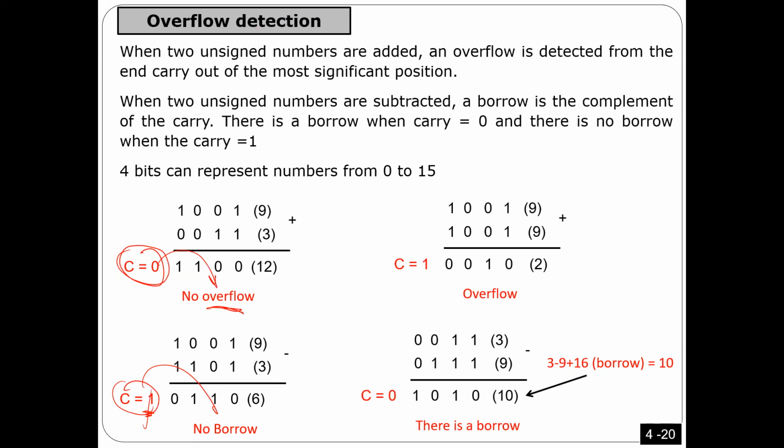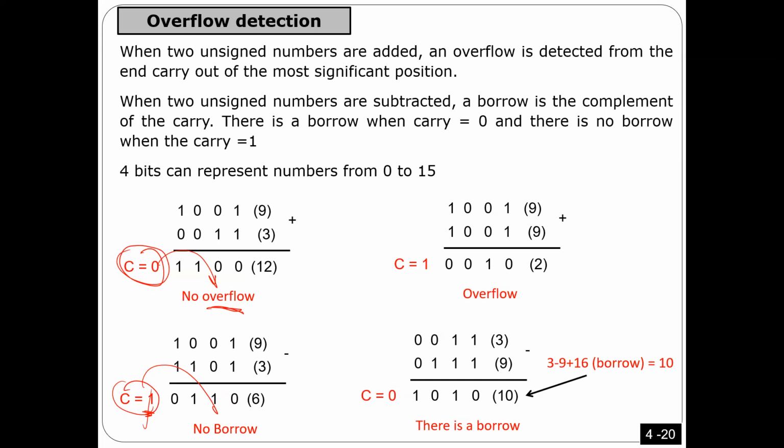One more thing here. The result I got here is wrong, because I need one more bit. The result I got here is correct, but after I borrow, 16 is added. So it's like you added 16 plus 3 plus 9. And here it is 16 because this one is 4 bits.